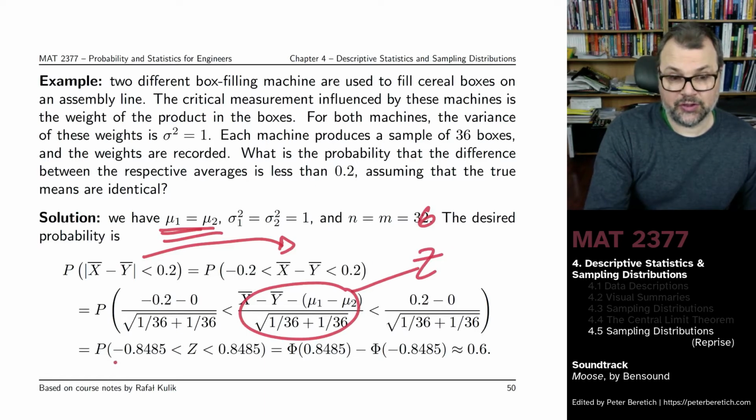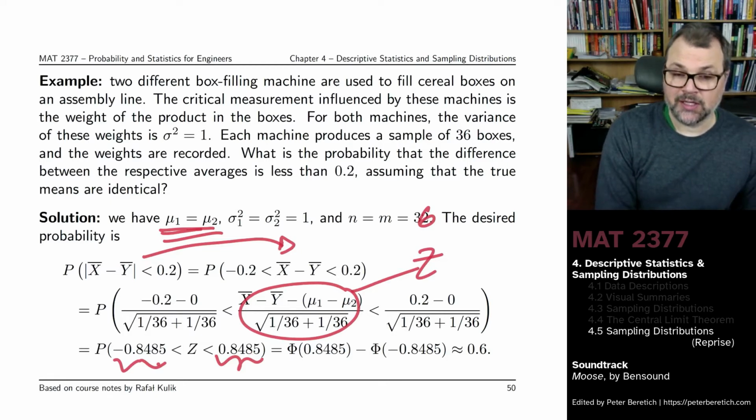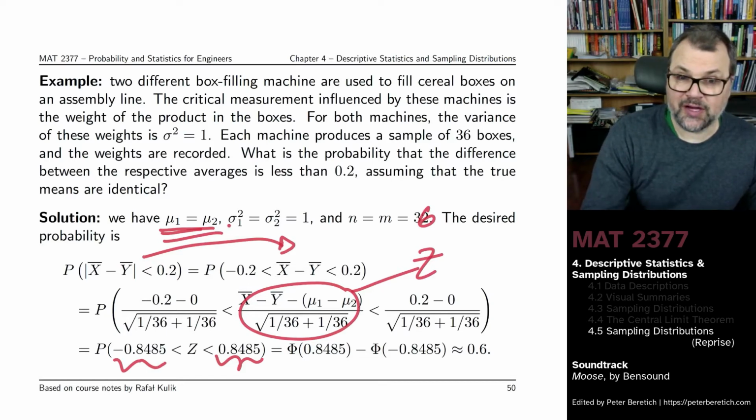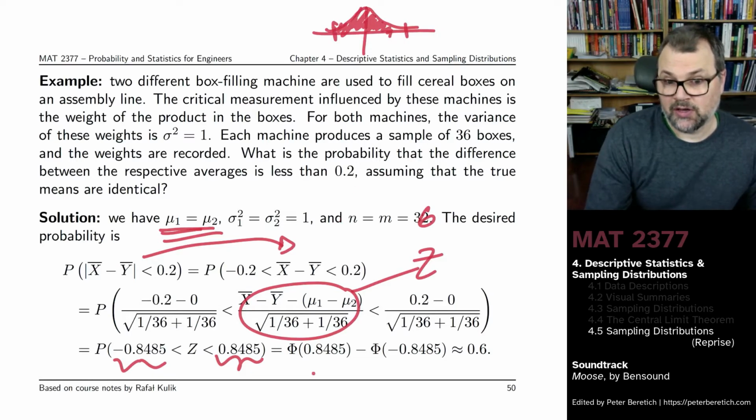This value here numerically would be minus 0.8485. The other one would be 0.8485. So what you're interested in computing is the probability that the standard normal falls between minus 0.8485 and 0.8485, this area here. And you do it by computing phi at 0.8485 first, so it gives you the full area from infinity to 0.8485, and you remove the tail here.